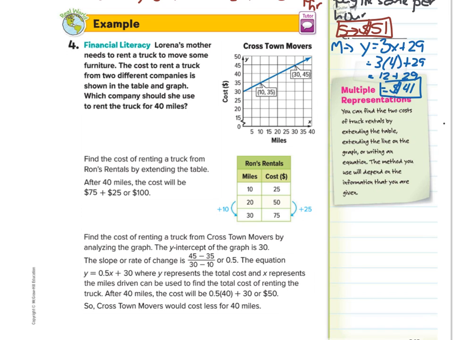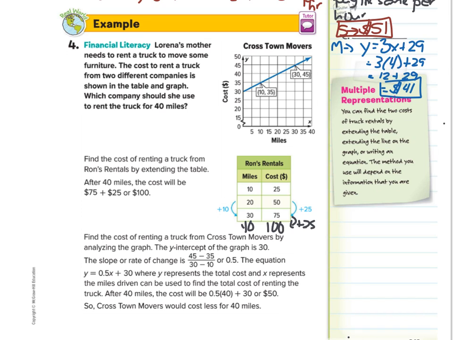Now, it says here, find the cost of renting a truck from Ron's Rental by extending the table. Again, that's one way of doing this. You extend the table by going, okay, we're going up by 10 each time. And so if we go up by 10 one more time, this will be 40 here. We're up by 10, up by 25 on this side, which is going to get us to 100. Again, one way of doing this.